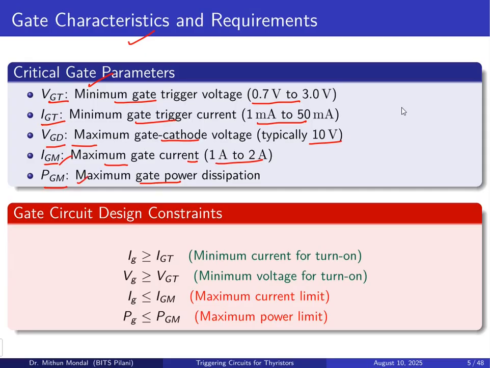So in order to have a proper design of the gate circuit, we need to obey certain conditions. The gate current should be greater than its minimum gate trigger current to turn it on, and the voltage also should be greater than the minimum limit to turn on. There should be a maximum limit for the current and the power: the current and power of the gate should be less than their maximum limits.